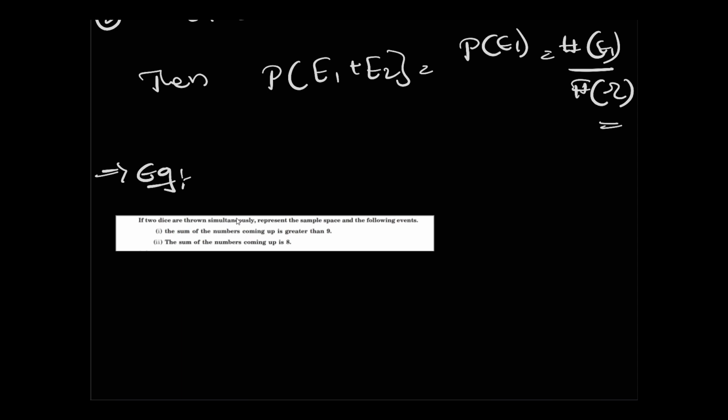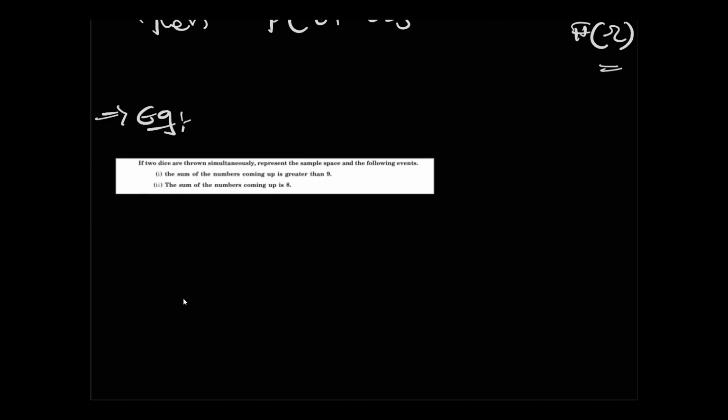If two dice are thrown simultaneously, represent the sample space of the following events: the sum of numbers coming up is greater than or equal to 9, and the sum of numbers coming up is 8. So they are saying that we want to find events where the first one is the sum of numbers coming up greater than or equal to 9. Now let us do the first one.